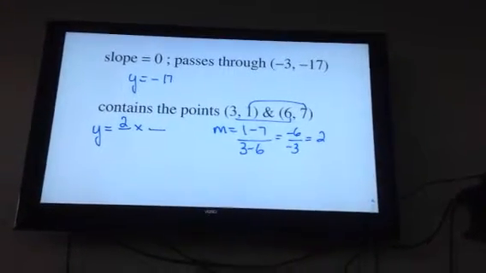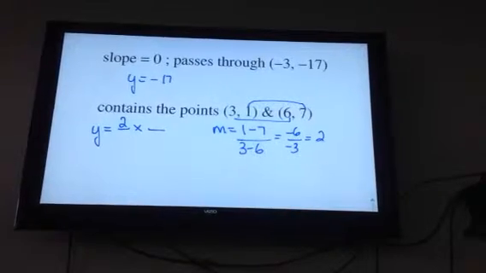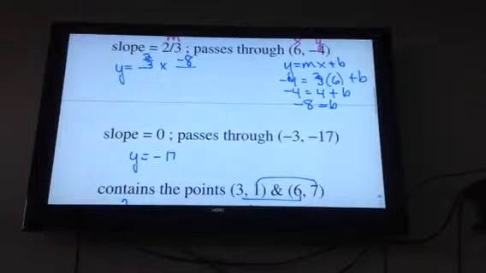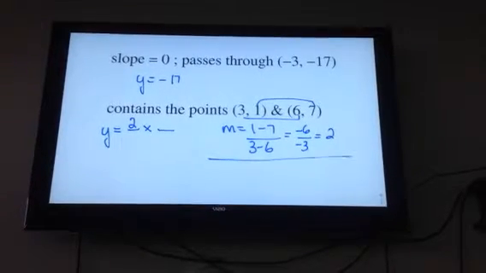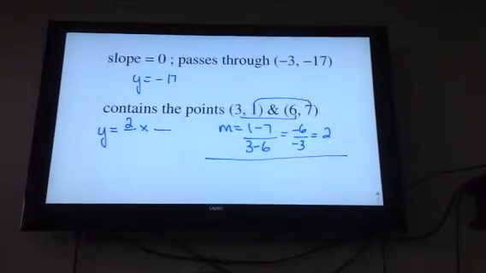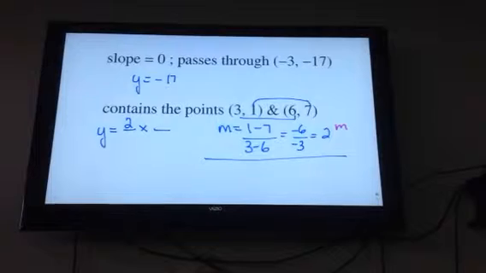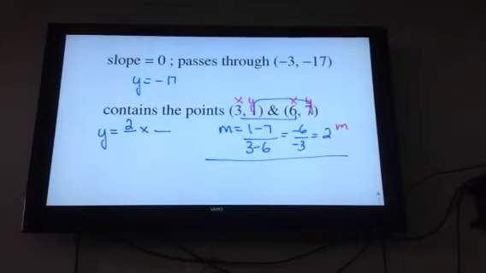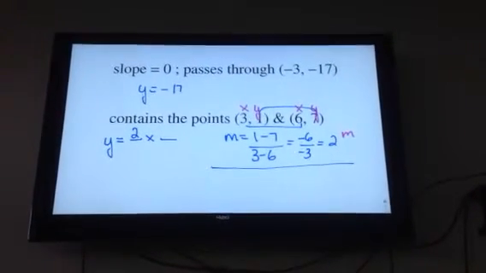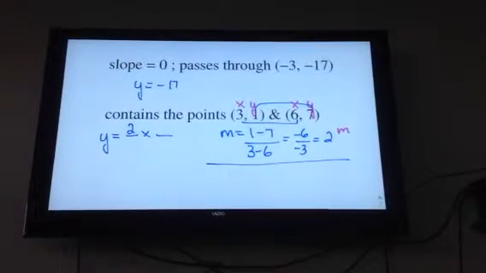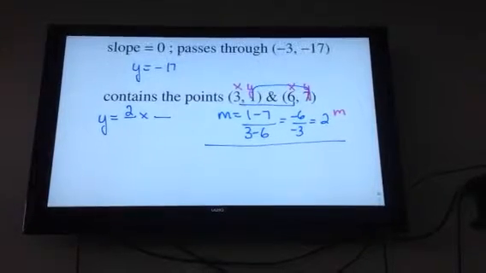Then I have to get my B. And I get my B the same way I got the B 2 questions ago. I use my little formula, y equals mx plus b, and I fill it in. I just found my M, and I have 2 different xy's that I can choose from. And it does not matter which one you use, either the 3-1 or the 6-7, they will both give you the exact number. I'm going to go with the 3-1.